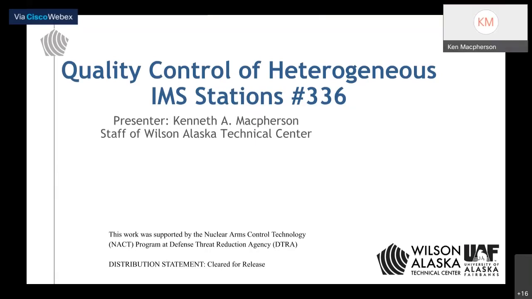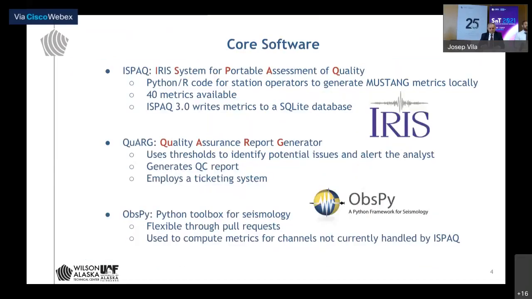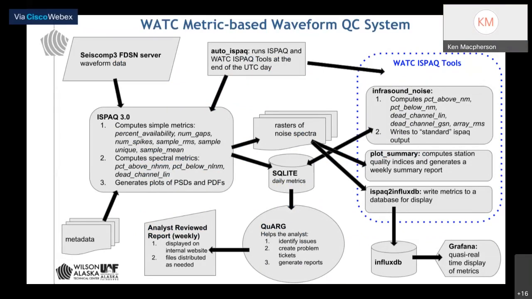Thanks. I'm from the Wilson, Alaska Technical Center at the University of Alaska Fairbanks. What I'd like to share with you today is the work we've done implementing a quality control system at the Wilson, Alaska Technical Center. As we were shopping around for existing solutions, we found that many of the software packages out there, such as the IRIS MUSTANG or ISPAQ software, are heavily oriented towards seismic. That didn't work well for us because we curate a diversity of channel types that include broadband seismic, short period seismic, as well as infrasound and auxiliary environmental channels. And so a solution like ISPAQ wouldn't do everything that we wanted to do.